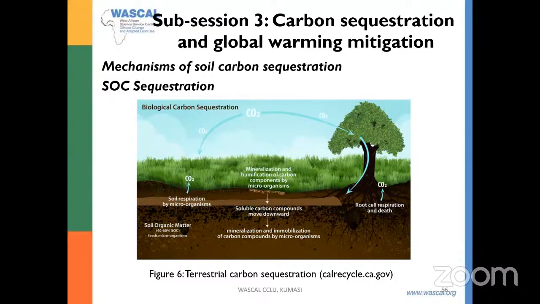So this is a pictorial view of how it is done in the atmosphere. The carbon dioxide is removed by the biomass through photosynthesis. Then the plant biomass transfers it to the soil for storage.